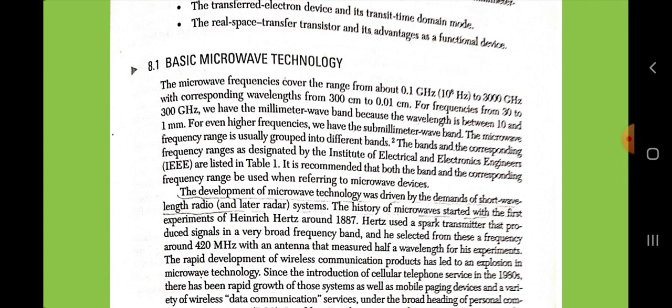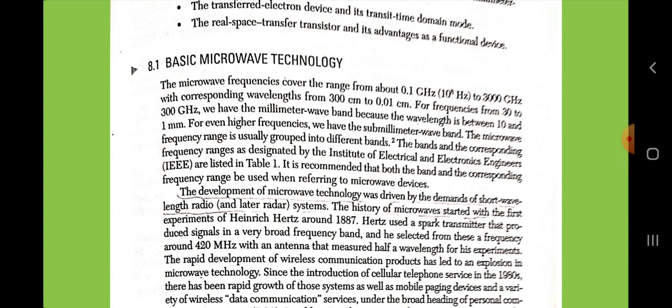The history of microwave started with the first experiments of Heinrich Hertz around 1887. Hertz used a spark transmitter and produced signals in a very broad frequency band and selected from these a frequency around 420 megahertz with an antenna that measured half a wavelength for his experiments.